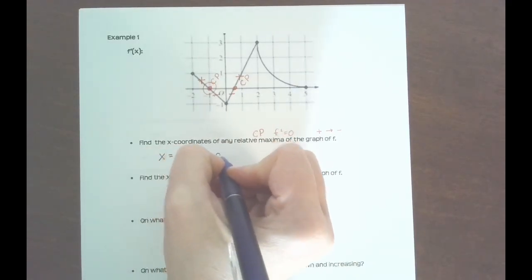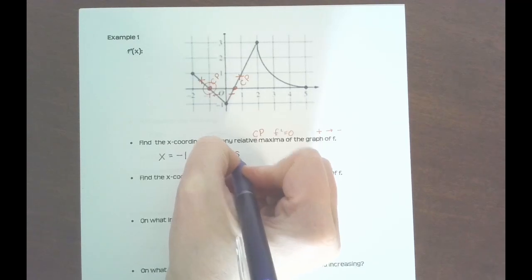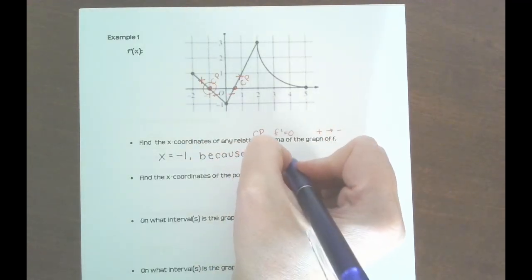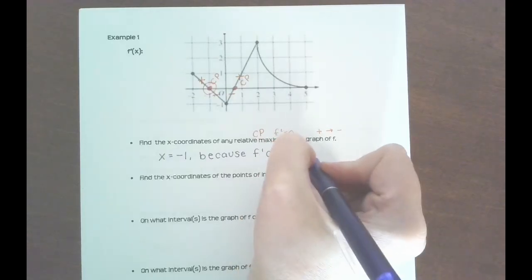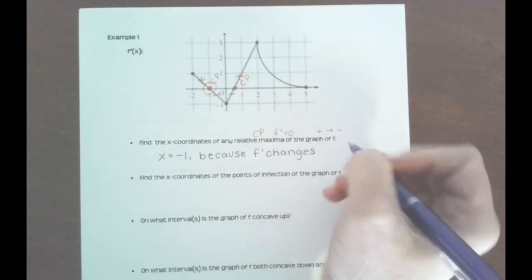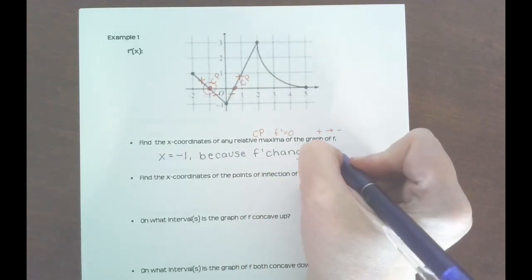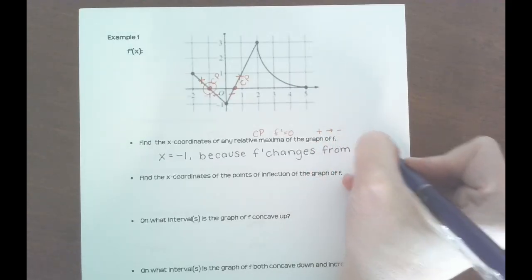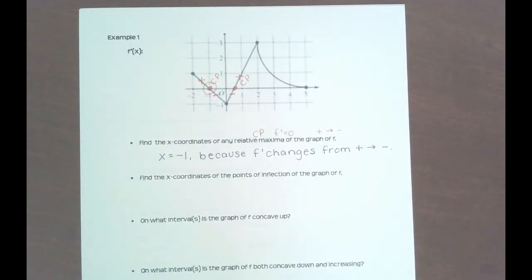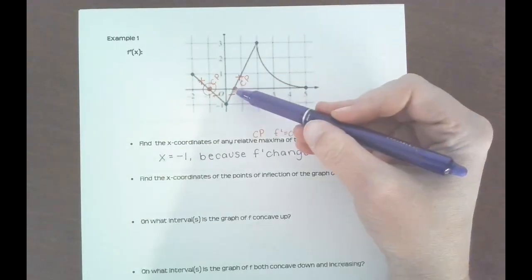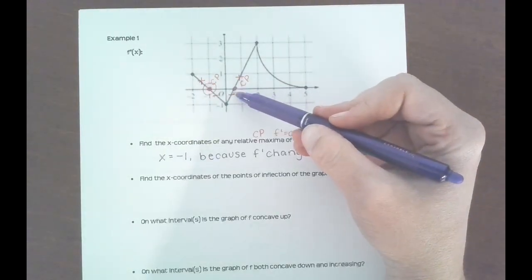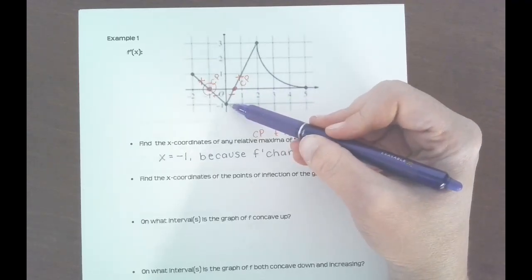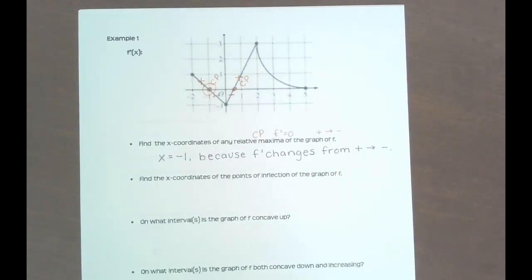because f prime changes. I'm justifying this the same way we did analytically, right? From positive to negative. This, by the way, would be a minima, right? This is a minimum value because f prime changes from negative to positive. So this would be a decrease to increase.